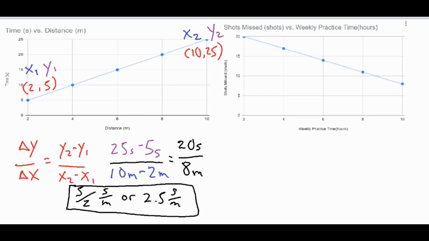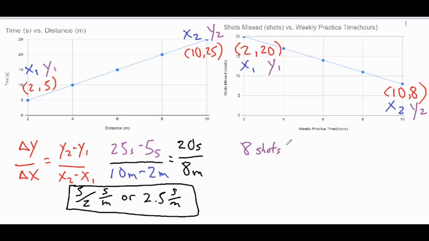Now for our second one, we're going to use a similar process. You want to make sure you label everything. So our first spot is 2, and then 20, and then our final one is 10, and that looks like it's about 8. Now we want to be careful labeling those. This is our x1, and this is our x2, and for our y values, the same thing. This is our first y value, and this is our second one. So we're going to use the same process we did before. We're going to say 8 shots, because we have shots missed over here. The unit is in shots.